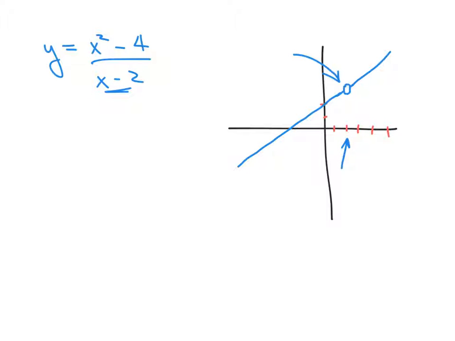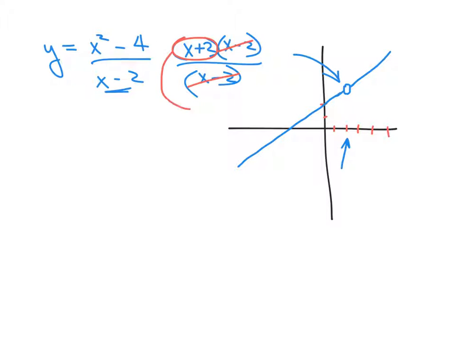So how do you figure that out? Well, what you have to do is figure out if you can continue on with this problem, if you can continue to simplify it. So in this case, I can simplify it and cancel those out, and I'm left with x plus 2. Well, that's what this is. It's the line for x plus 2. But because the original one had an x minus 2 in the denominator, that's where the hole comes in.